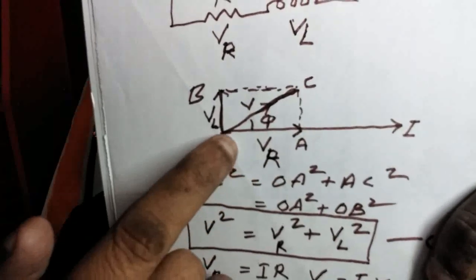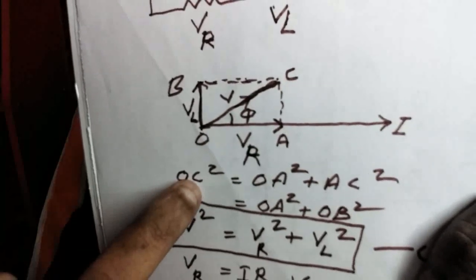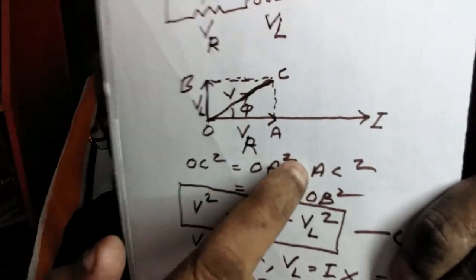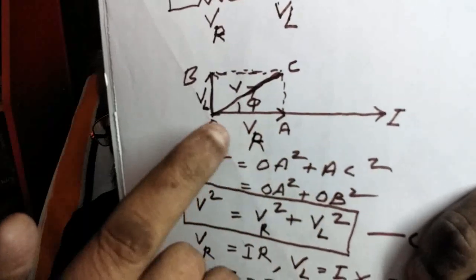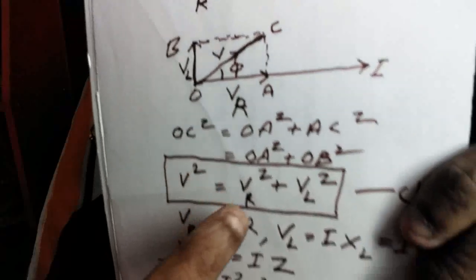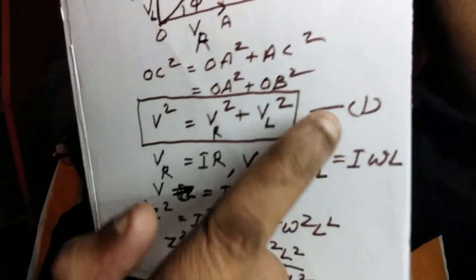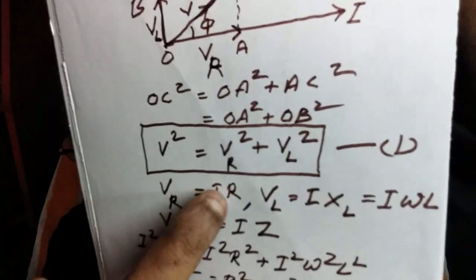Now, this is a right angle triangle, so we can write OC square equals OA square plus AC square, equals OA square plus OB square, since AC is equal to OB. So OC square is V square equals VR square plus VL square. Let it be equation number 1. Now VR equals I into R.